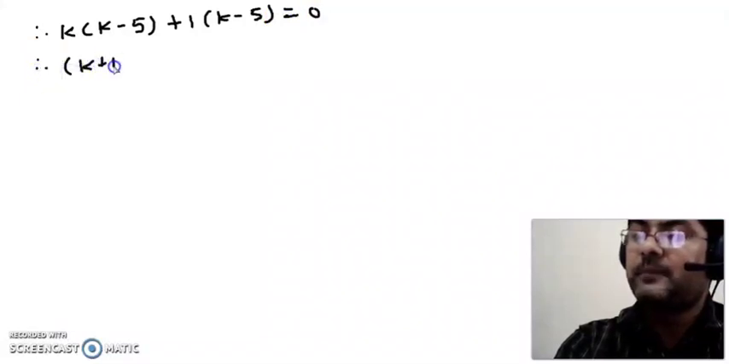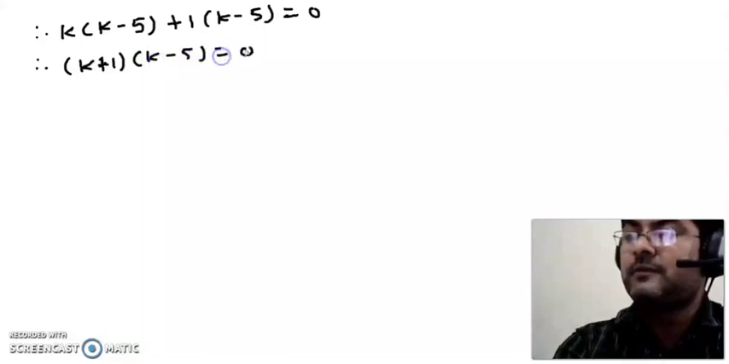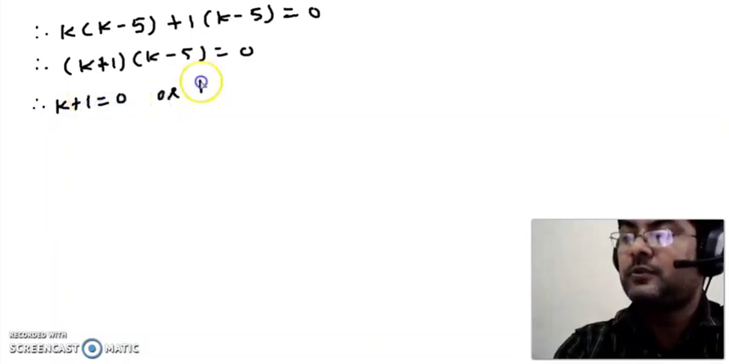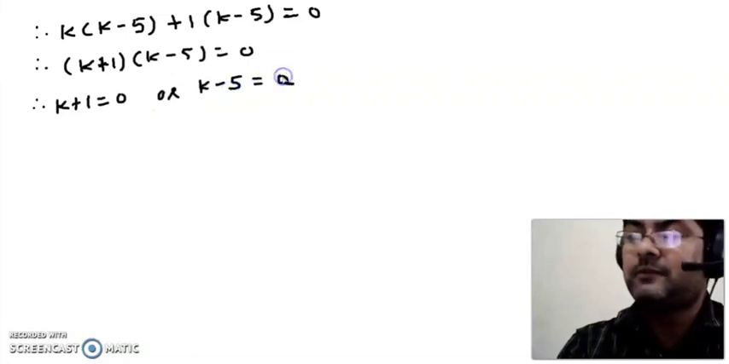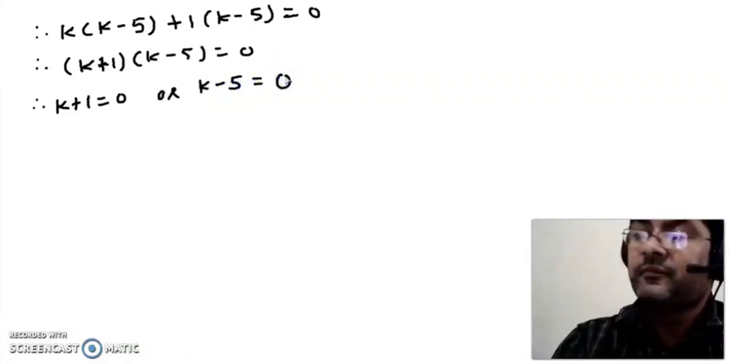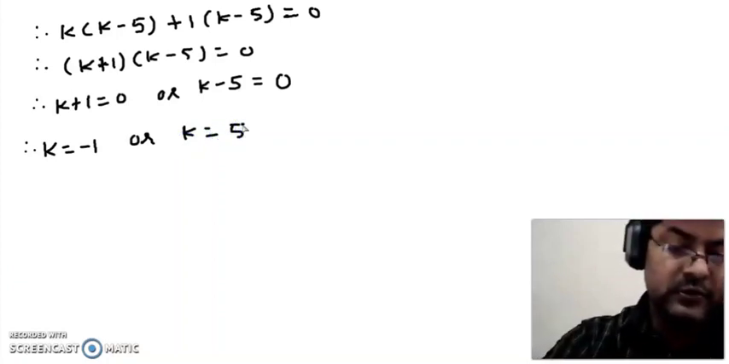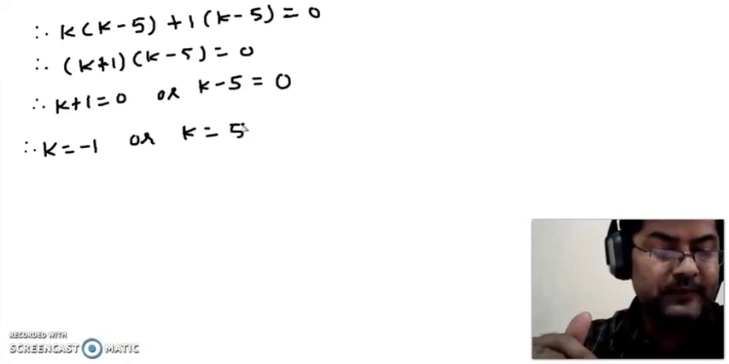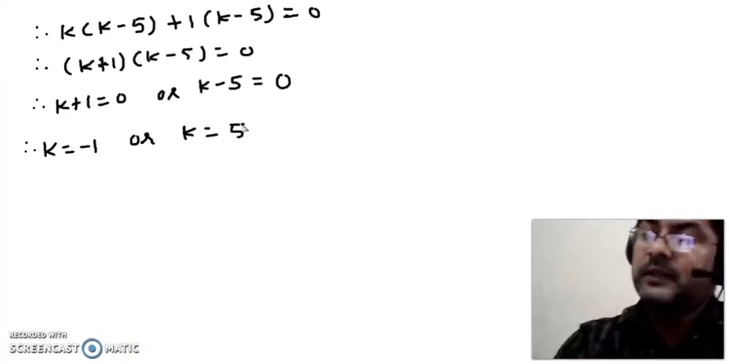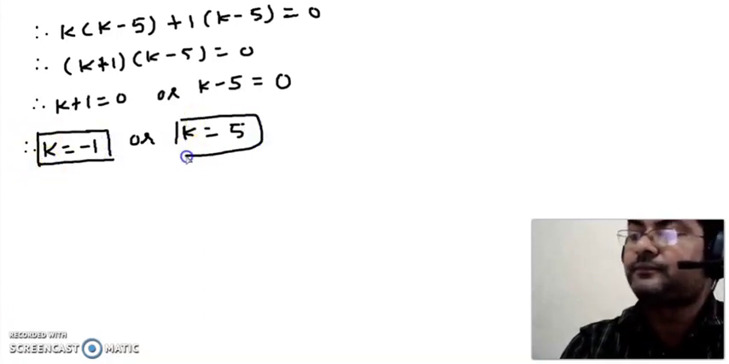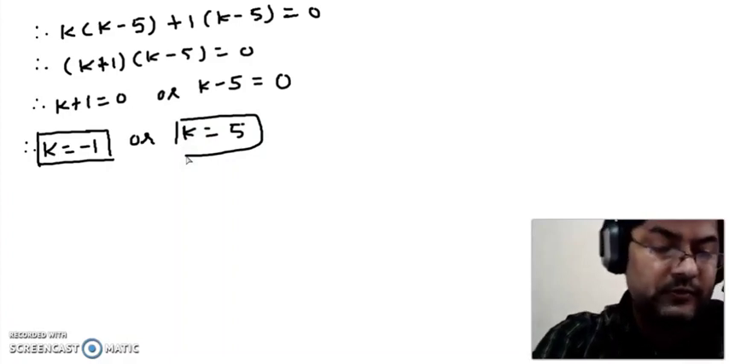Therefore we have k plus 1 into k minus 5 is equal to 0. Therefore k plus 1 is equal to 0 or k minus 5 is equal to 0. Therefore, k is equal to minus 1 or k is equal to 5. So we have obtained the two values of k. Here, one is minus 1 and the other one is 5. Okay, so the 10th question is over.